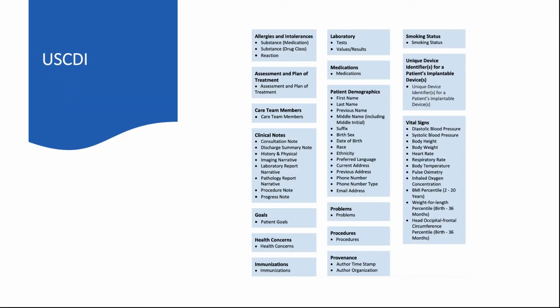And here are just some of the clinical areas of that medical record that you could access through the U.S. Core or the U.S. CDI: allergies, clinical notes, goals, patient demographics, the patient's problems, vital signs, and many, many other areas. This is really giving health IT developers a wealth of information that they had no access to just a few years ago.